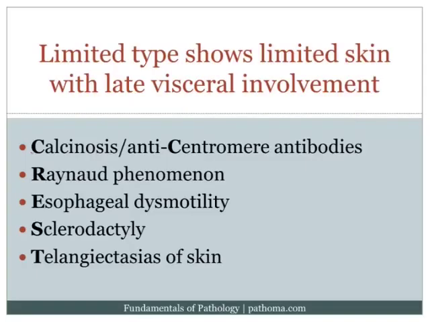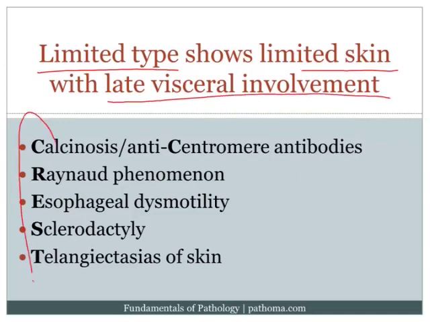Systemic sclerosis can be divided into two types. There is a limited type and a diffuse type. In the limited type, there is limited skin involvement with late visceral involvement. The prototype of this subtype is called the CREST syndrome. C stands for calcinosis. Calcinosis means that the patients get deposition of calcium in subcutaneous connective tissues.